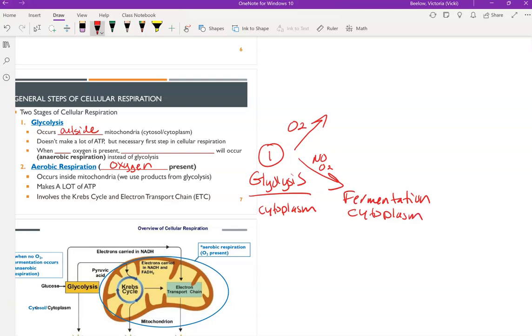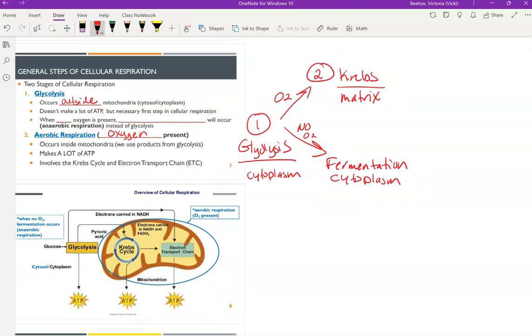But if we do have oxygen present, then we're going to continue with what we call the Krebs cycle. And this happens in the matrix inside of the mitochondria. And then we will have the last part take place, which is the ETC, electron transport chain. And this happens in the membrane of the mitochondria.